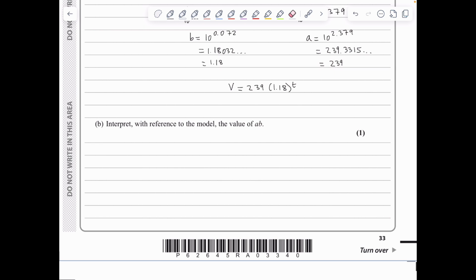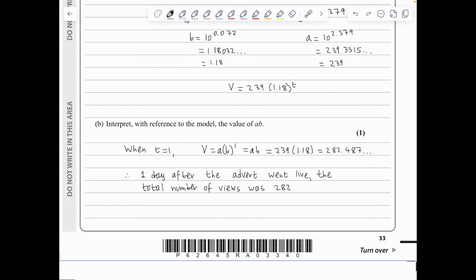Now in part B, we need to interpret with reference to the model the value of AB. So we notice that when t is equal to 1, we've got V is AB raised to the power of 1, which is of course AB. So in our case, we are looking at 239 times 1.18, which gives an answer of 282.487..., which simply means that one day after we went live, the total number of views was 282.